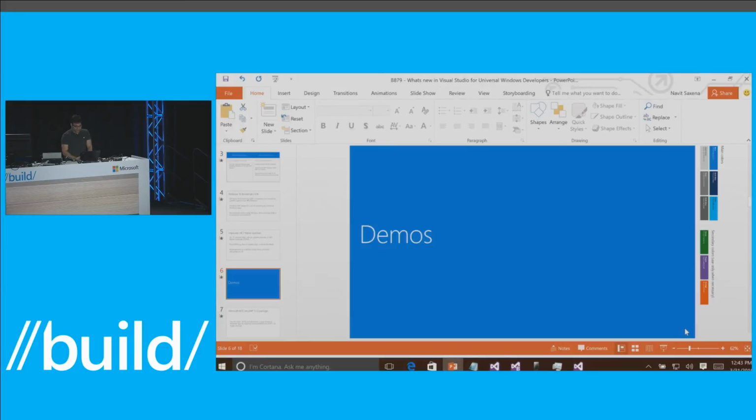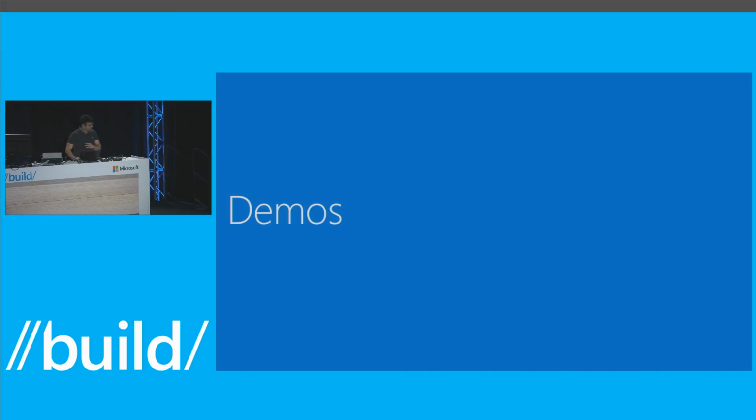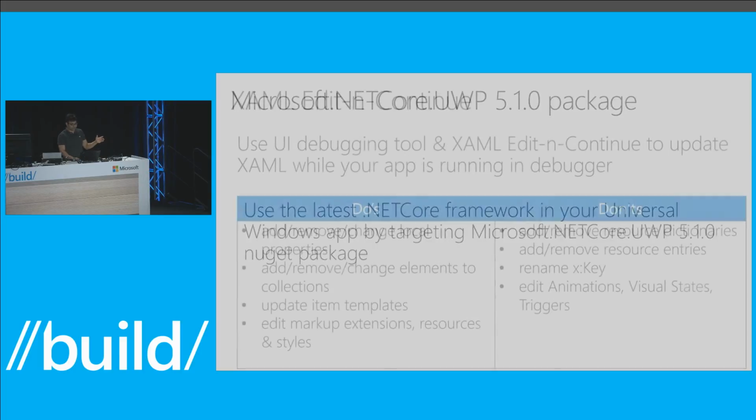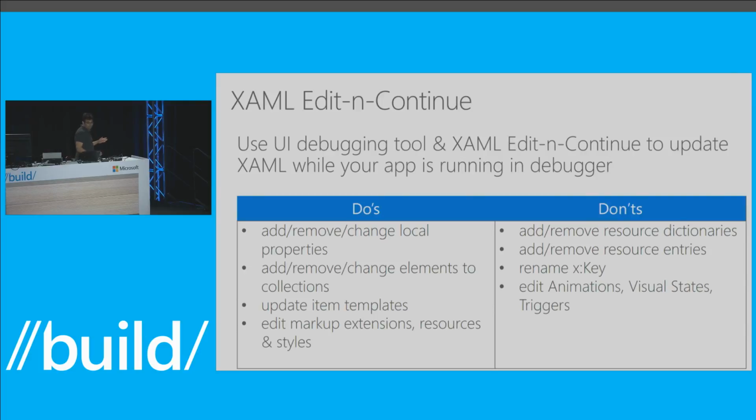Let's go to the slide and recap some of the things we saw and what the calls to action are. We talked about the .NET Core UWP 5.1.0 NuGet package. If you have an existing UWP application, go and use the latest version of the .NET Core UWP NuGet package. We talked about XAML Edit and Continue, a very powerful tool which will be shipping in VS 15 RTM, which will allow you to update your XAML source while your application is still running in the debugger.